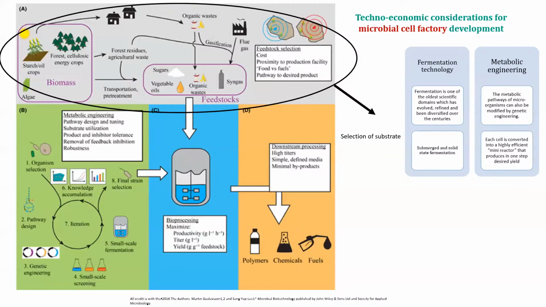Now, feedstock selection depends upon four parameters, as I have told you. Cost: if you're choosing a very costly feedstock, it will not be feasible to run an industry at a high scale up. Next, your feedstock should be in proximity to your production facility. If you're working in Andhra Pradesh and your feedstock is in Kashmir, a lot of transportation cost will be included in that.